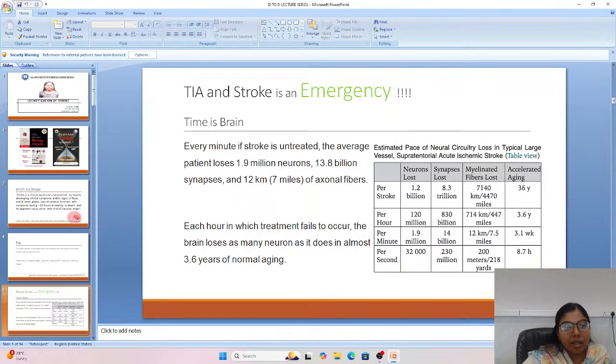Stroke and TIA is an emergency, and it is well said that time is brain. How is time brain? Because every minute, if stroke is untreated, the average patient loses about 1.9 million neurons, 13.8 billion synapses, and 12 kilometers of axonal fibers. So for each hour in which treatment fails to occur, the brain loses as many neurons as it does in almost 3.6 years of normal aging. So 1 hour lost in the management of a stroke results in an aging of almost 3.6 years.